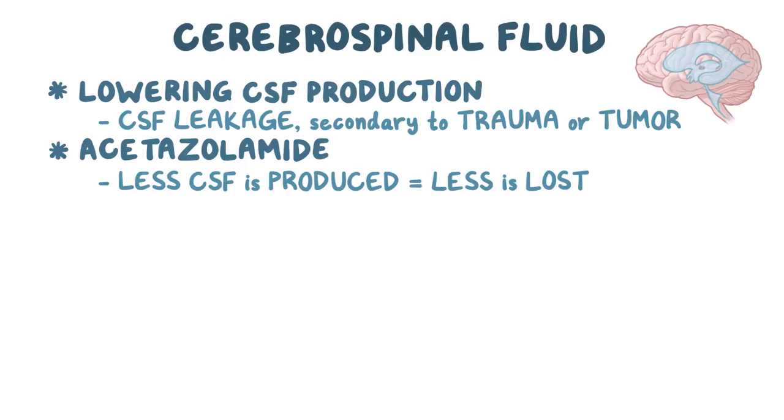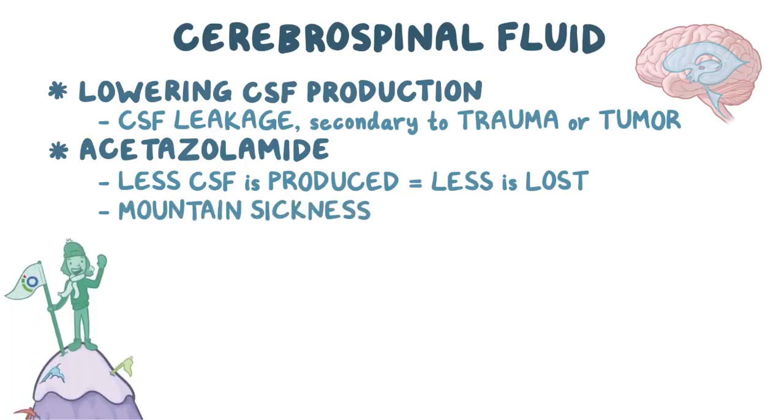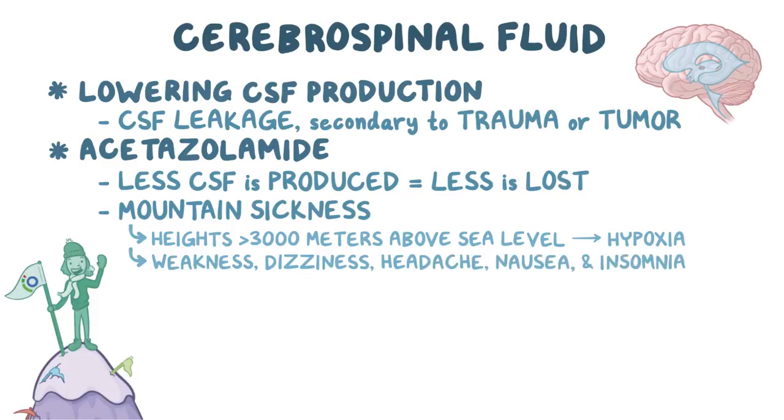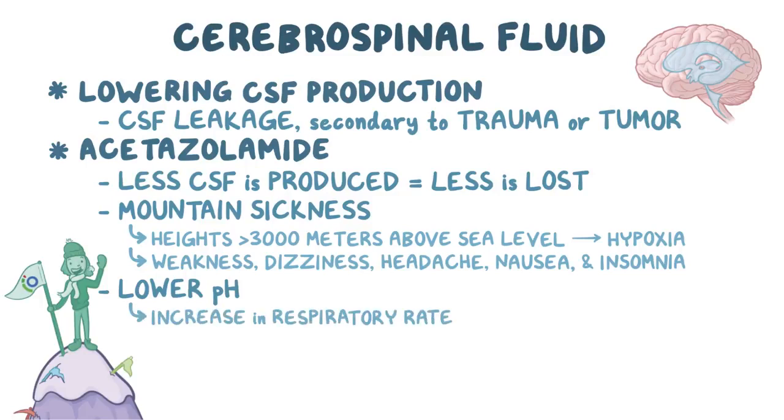Acetazolamide can also be used for mountain sickness, which can happen when people rapidly climb to heights greater than 3,000 meters above sea level, where air has much less oxygen. Hypoxia leads to symptoms like weakness, dizziness, headache, nausea, and insomnia. Acetazolamide decreases the amount of bicarbonate in the CSF, lowering its pH. A low CSF pH leads to an increase in respiratory rate, thereby increasing the amount of oxygen available.